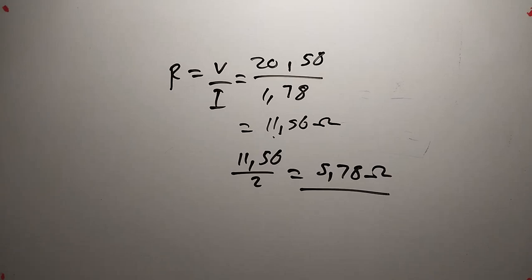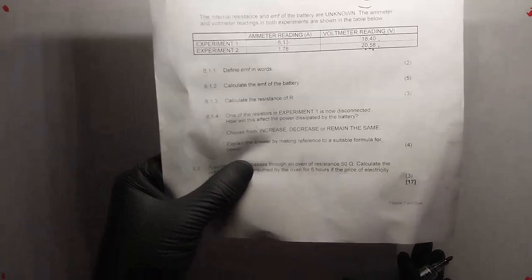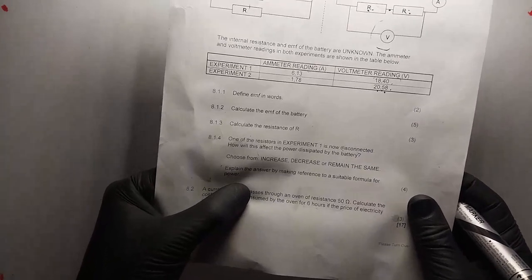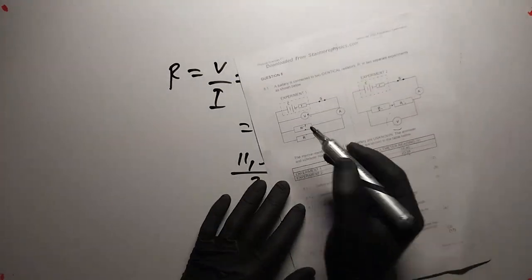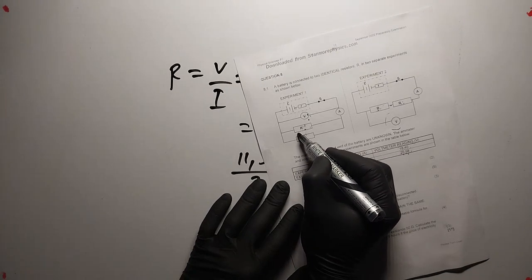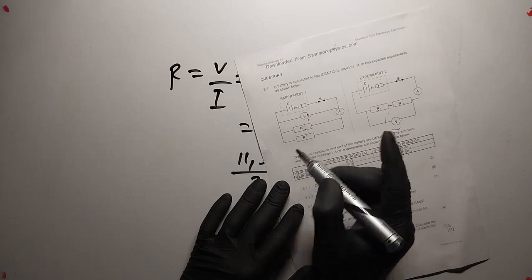Okay, now let's go to the next question. The next question comes like this. 8.1.4. One of the resistors in experiment 1 is now disconnected. They are now disconnecting something. Maybe they are disconnecting this one, which means now when you disconnect this, we'll be left with only 1.